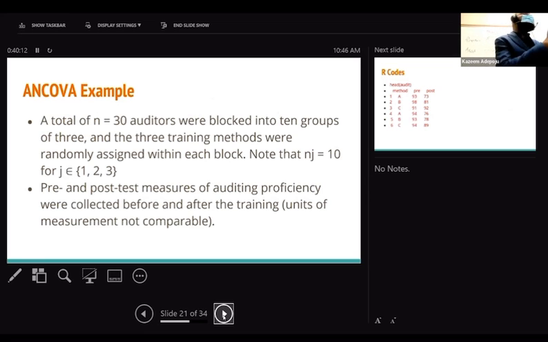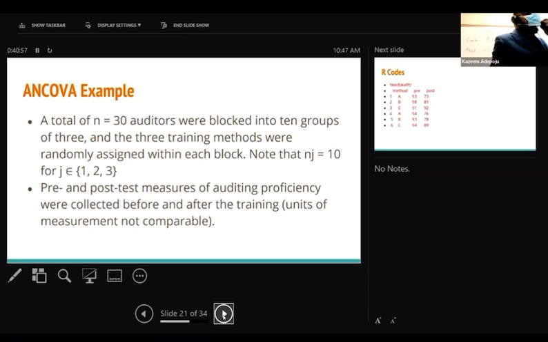Why is it ANCOVA? I'm going to tell you. Why is it not analysis of variance? I'm going to tell you. You know, before you can use analysis of variance, you're going to compare the post test, because after the training, the auditors are going to write an exam. If you are using the post score only, then you are actually going to use analysis of variance. What they did here, they have a total number of 30 auditors, and they have 10 for each group.